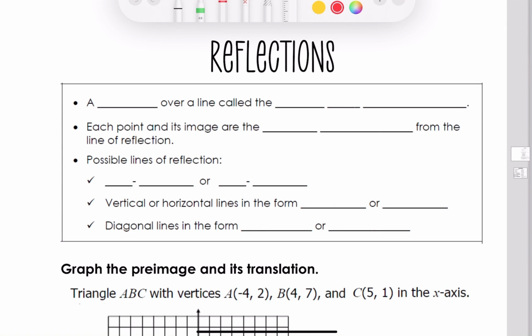Hey everybody, so we are going to be talking about one of our other transformations, and that is a reflection. I want you to think about a reflection just like you look in the mirror, because it's a flip over a line called the line of reflection. And notice the flip is literally in the word.